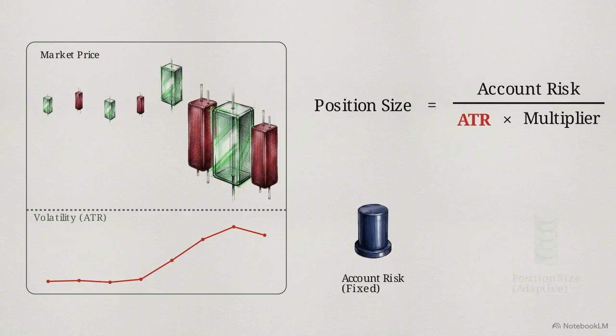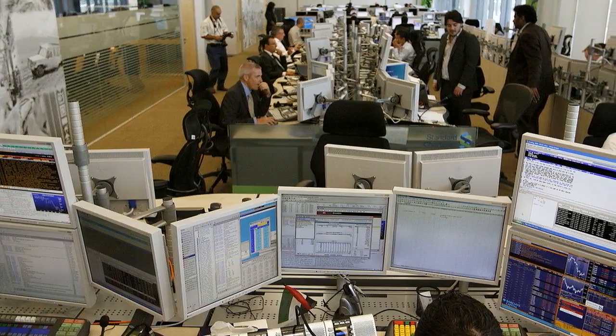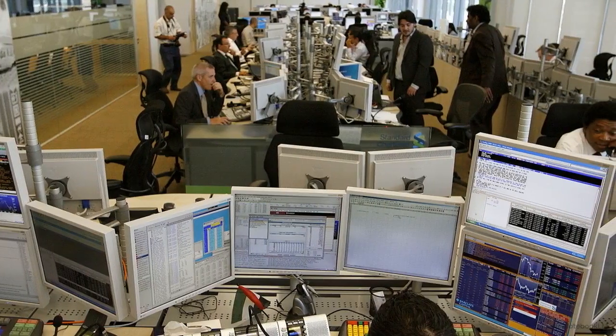If the waves get bigger, the system buys less. This keeps the total amount of money at risk exactly the same. The computer automatically shrinks the trade size during chaos to stay within the safety limits. By standardizing risk through math, the software handles the volatility without the need for human guesswork.